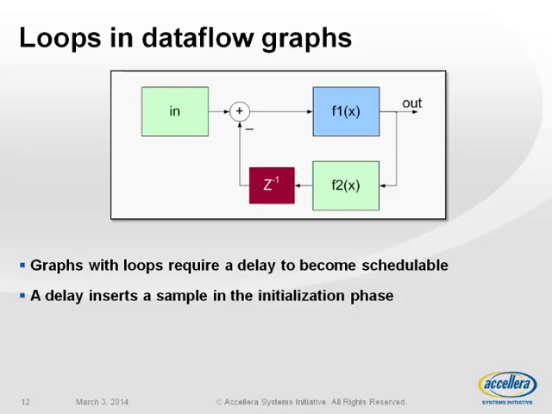A delay in the data flow sense means that in the initialization phase, a sample is added. And if a sample is available here, then again the adder can be executed, F1 can then be executed, then F2, and then a new sample is produced here, and the scheduling can start from the beginning again. That means this is one restriction we have if we are using the data flow modeling domain. If we have loops, then we need a delay in the loop. That means we cannot solve algebraic loops in this case.